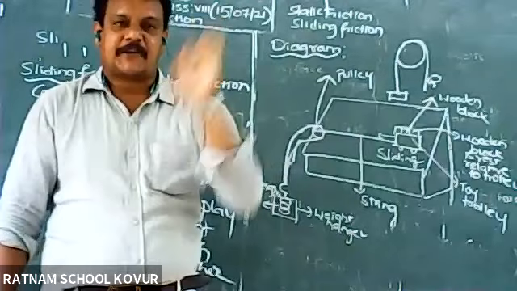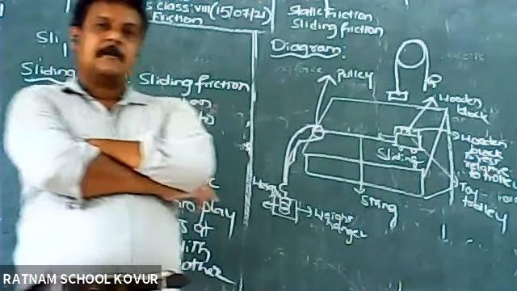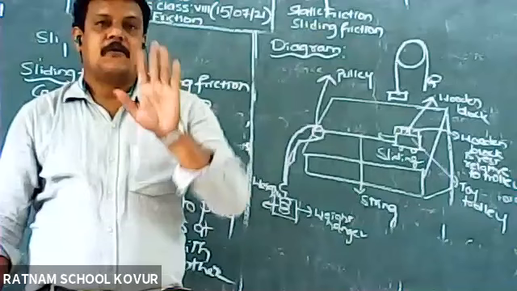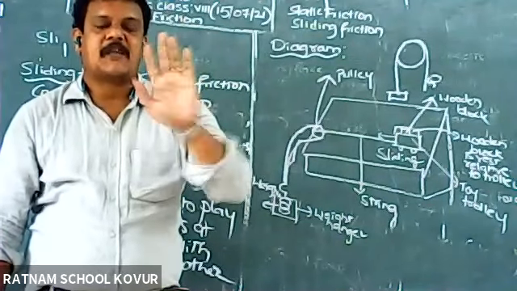Now you define friction. How can you define friction? Friction is a force which opposes the motion. The force which opposes the motion is called friction. Very good. Now I am pushing the book. What are the forces acting on that book when I push it?